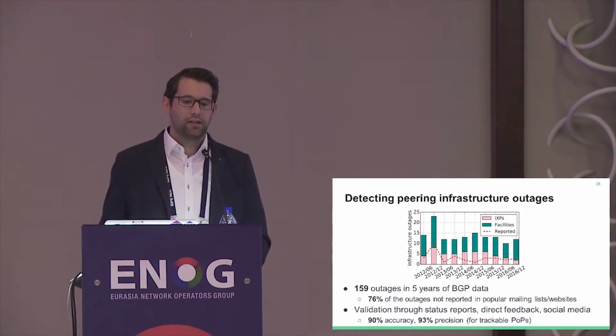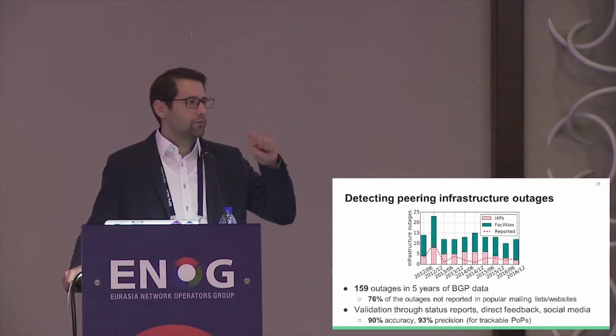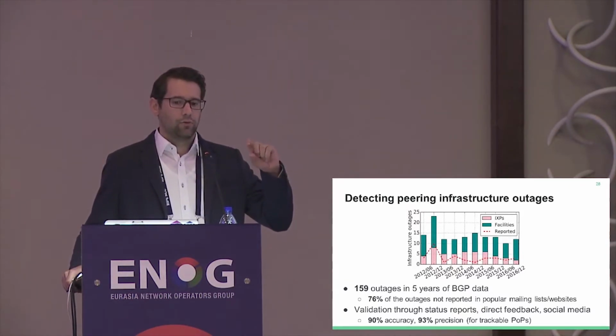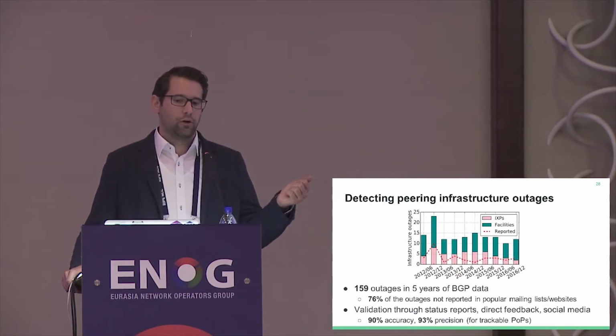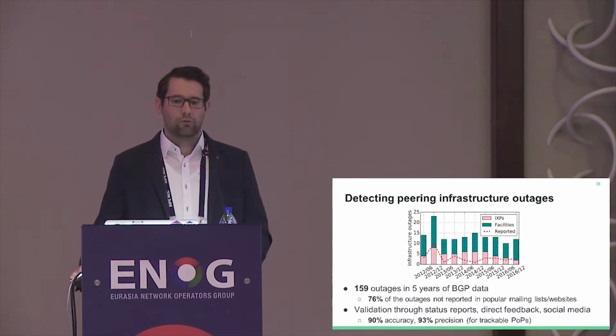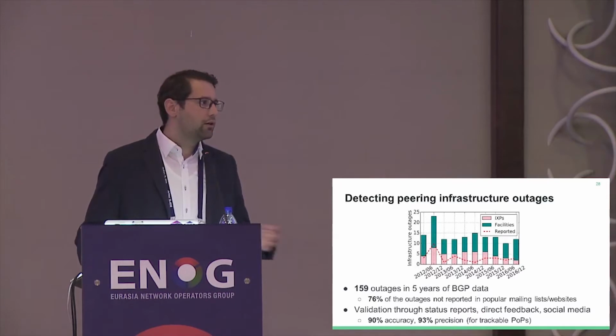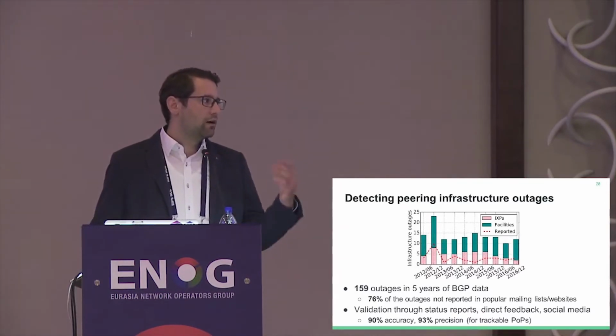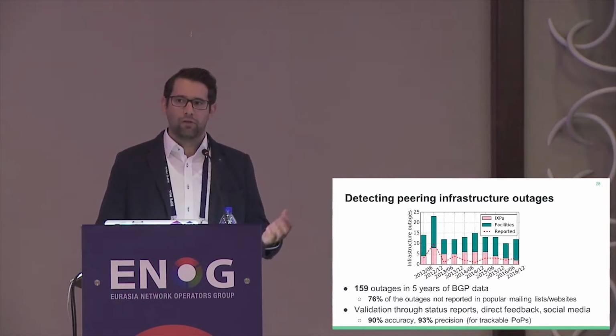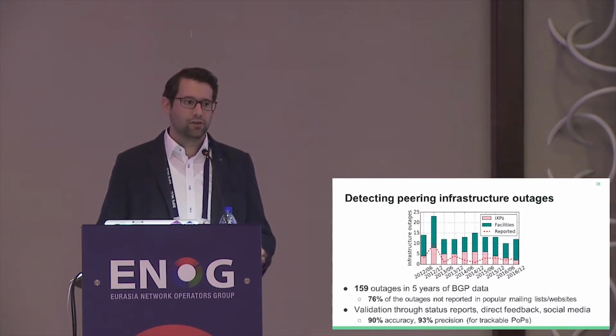The plot indicates the number of outages and which ones were IXP outages and which ones were facility outages, and the red line shows the reported ones. So we found that a lot of outages on the internet are not on the radar, so we don't notice unless we are affected.